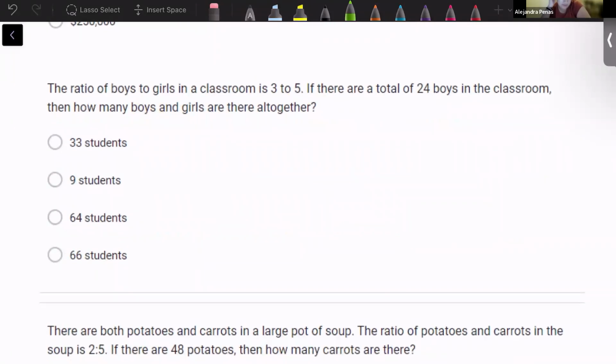All right, so the next one says the ratio of boys to girls in a classroom is 3 to 5. If there are a total of 24 boys in the classroom, then how many boys and girls are there altogether? So again, we're comparing a total to the boys. So the ratio is 3 to 5. These are the boys and these are the girls. So if we had a total, it would be a total of 8 students altogether. So the ratio is comparing boys to everything all together. So I'm going to have boys up here and then all together.